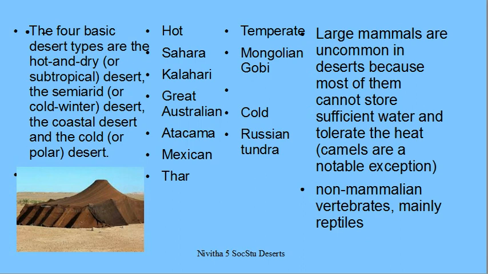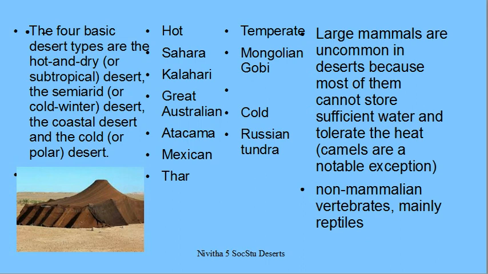Now the hot deserts, the examples are Sahara, Kalahari, Great Australian Desert, Atacama Desert, Mexico, and Thar. Sahara and Kalahari are in Africa. Great Australian Desert is in Australia. Atacama Desert is in South America, likewise in Mexico. And then the Thar Desert is in India.